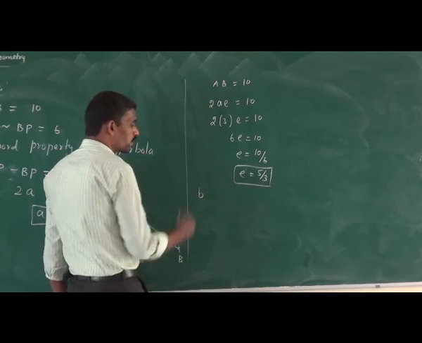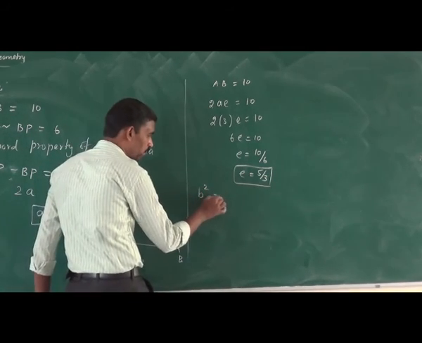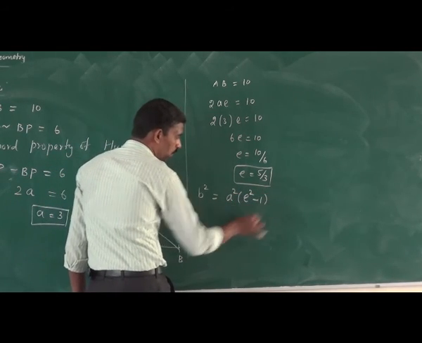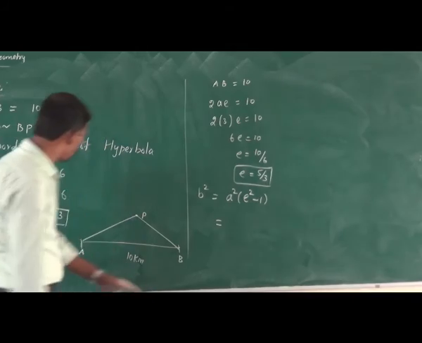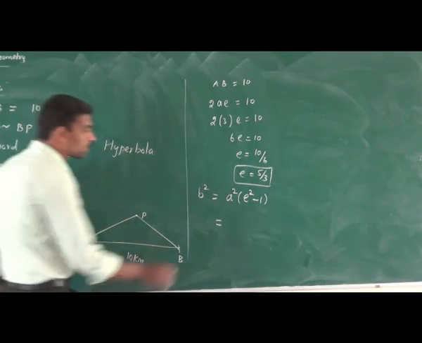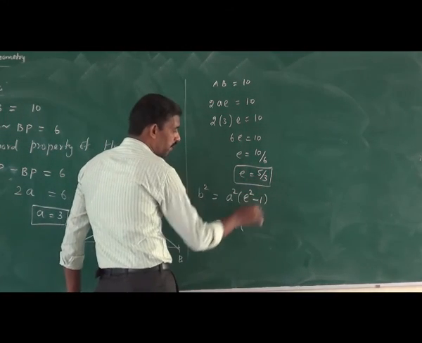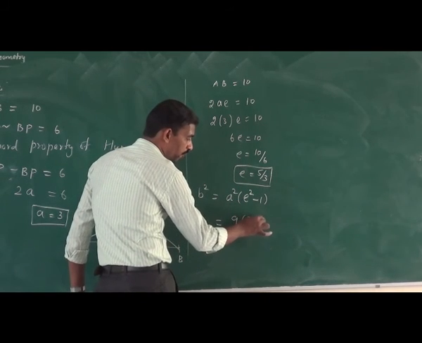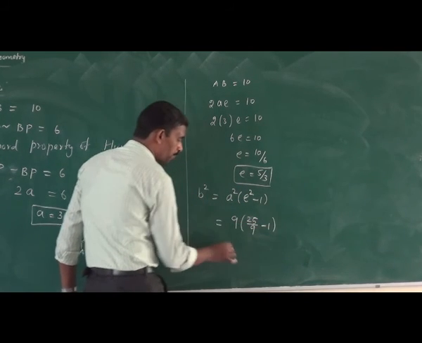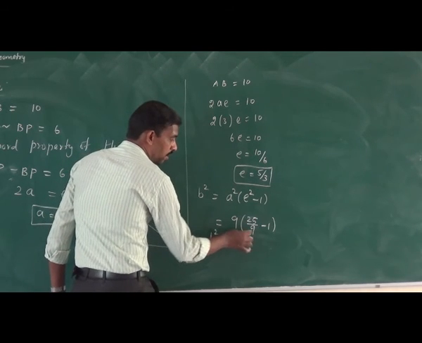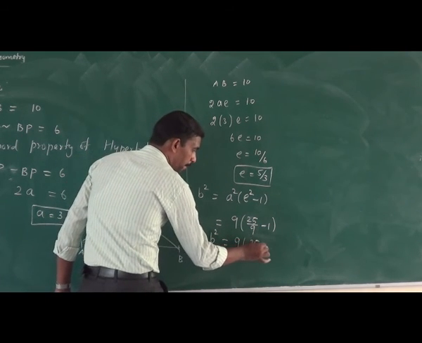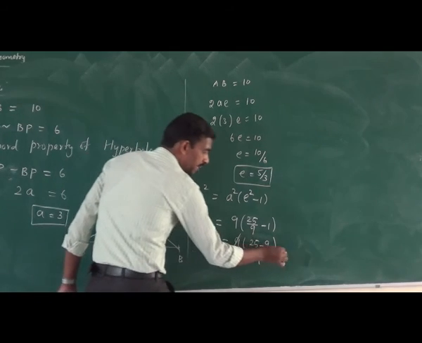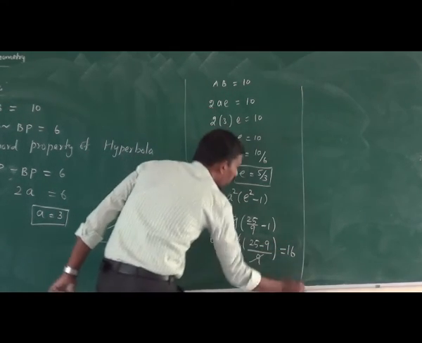Now we want to find out b, that is b squared. b squared is nothing but a squared into (e squared minus 1). Now what is the value of a? 3. So a squared is nothing but 9, and e squared is nothing but (5 by 3) the whole squared, which is nothing but 25 divided by 9, minus 1. So simplifying, we get 9 into (25 minus 9) divided by 9. The 9s will be cancelled. 25 minus 9 is nothing but 16.